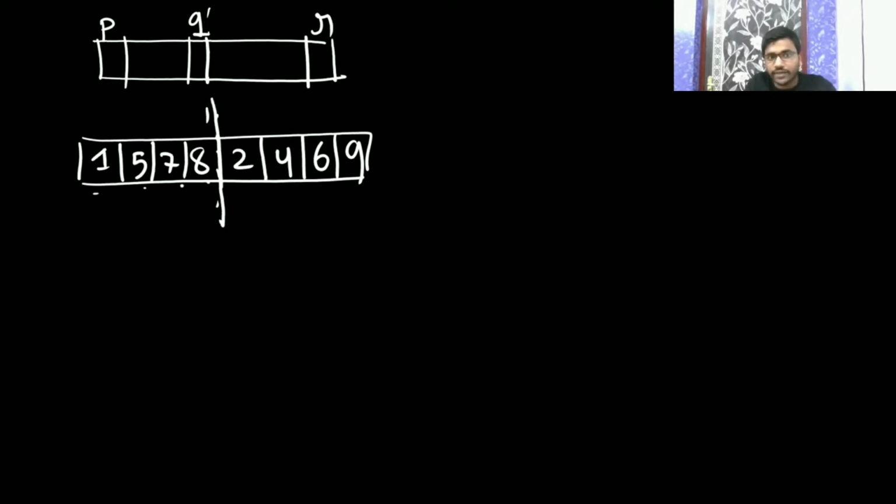They will give you one array, and the first half is sorted and the second half is sorted. Say they have given you 1 5 7 8, and the second half is 2 4 6 9. So the first half is sorted. Overall it is not sorted, but this half is sorted: 1 5 7 8, and 2 4 6 9, the second half, is sorted, but overall it is not sorted.